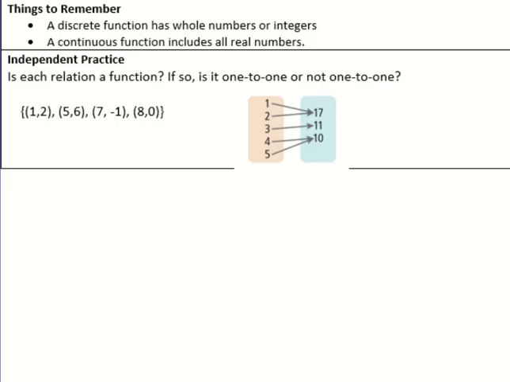All right, so 2 main things to remember is that a discrete function is going to have only whole numbers and integers, and a continuous function can include all real numbers, meaning decimals, fractions, negatives, and positives. All right, so here's your 2 independent questions. I know I just made you do 2 others by yourself, but here's 2 more. This is just like what we just did on our graphs. Is this a function? And are they 1 to 1 or not 1 to 1 or many to 1? Either is fine. All right, until next time.